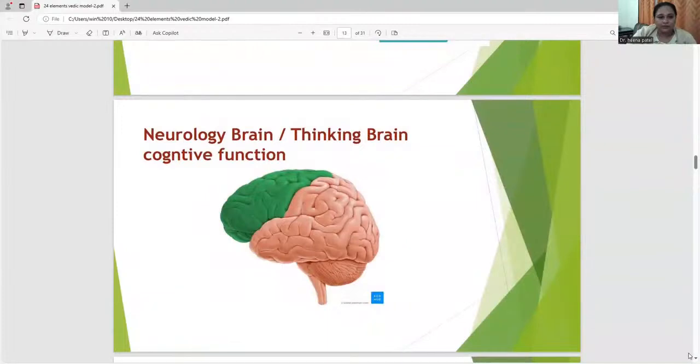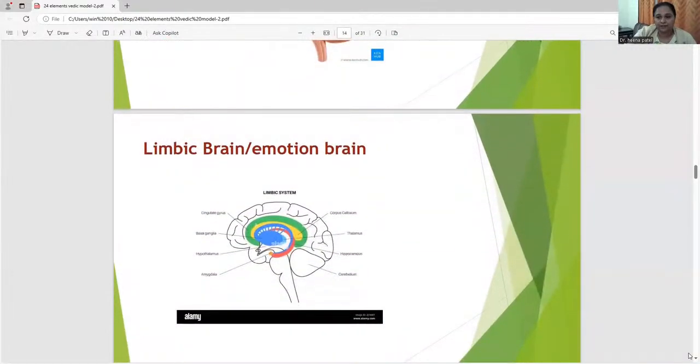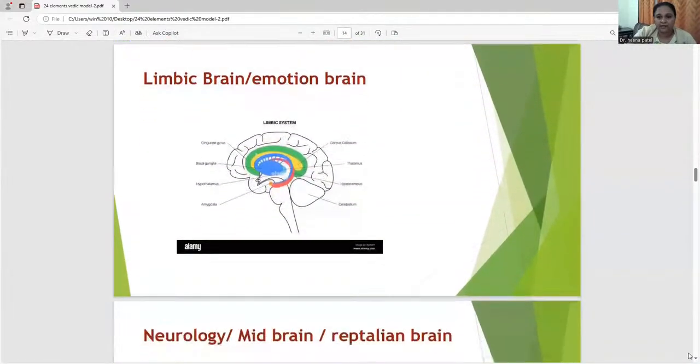And in neurology, the thinking brain, we call it the cognitive brain. That's the frontal lobe. All the executive function is done by this area, but this is the highest level of functioning. If your lower levels are functioning well, then and only then is it possible for the executive area to work for you, and then you can decide what is right and wrong for you.